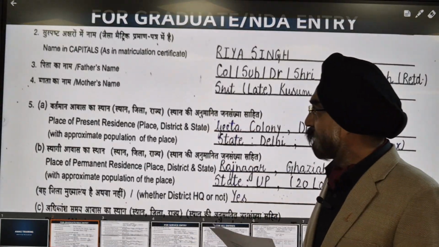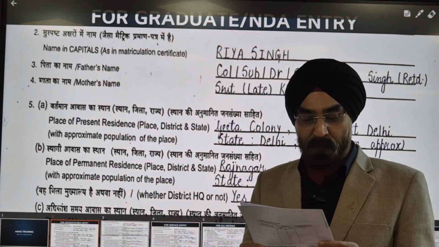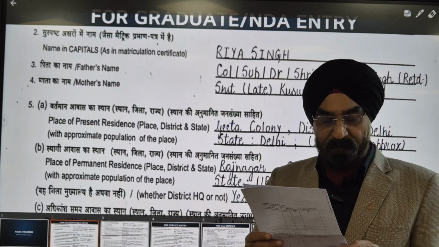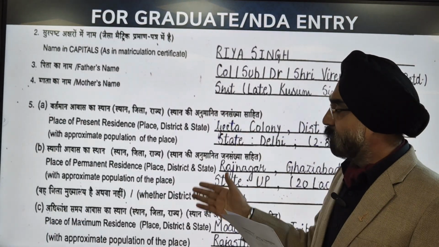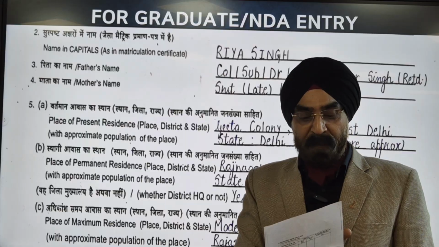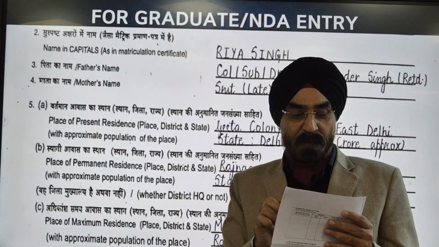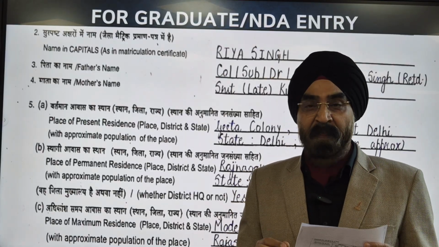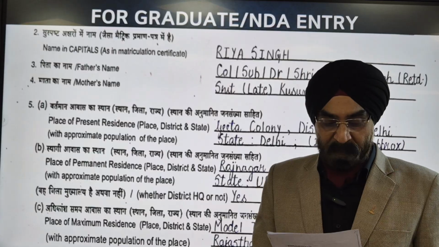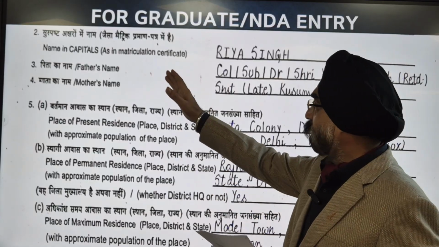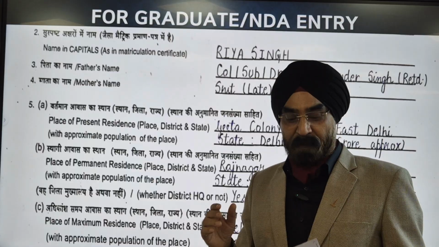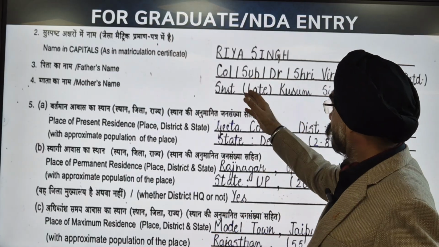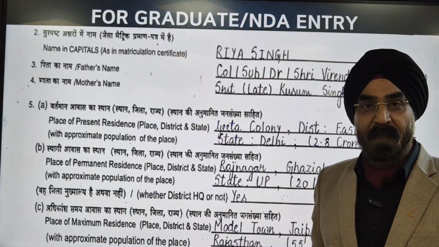The first page has serial numbers 1 to 5, in fact 1 to 8, but in this slide first we will see how to fill serial numbers 1 to 5. In serial number 1, you just have the name of the selection board, your batch number, your chest number, and the UPSC roll number to be filled. In serial number 2, you have to fill your name in capital letters. Serial number 3 is your father's name and your mother's name. This need not be in capital letters.